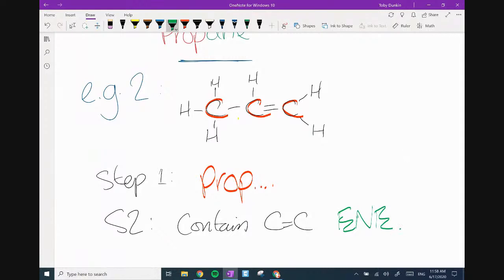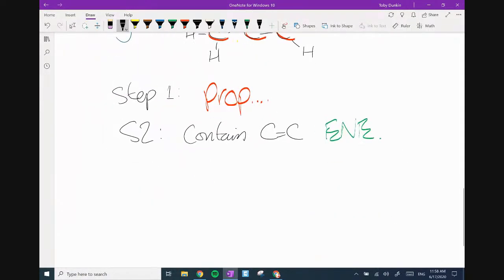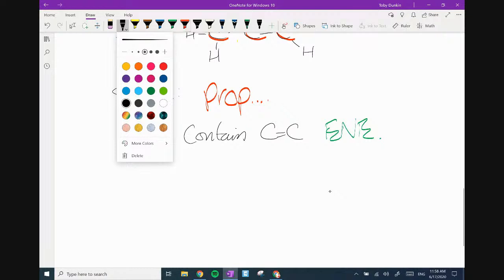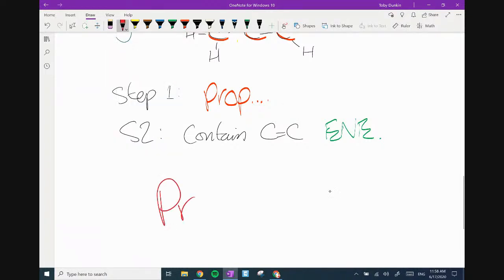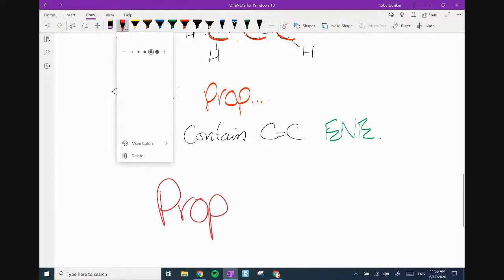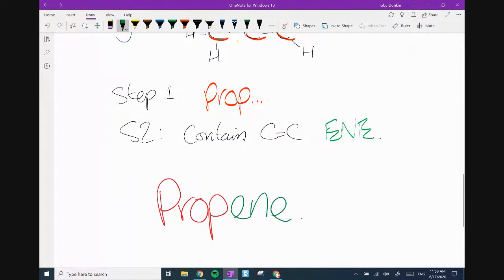Right, final answer. Going to do it color coded again. This is where I need to try and make my pen thicker. Prope, change color, ene. Yeah, we're building names.